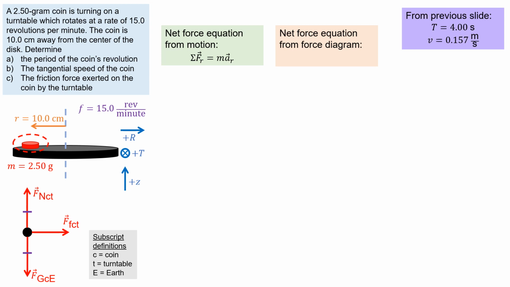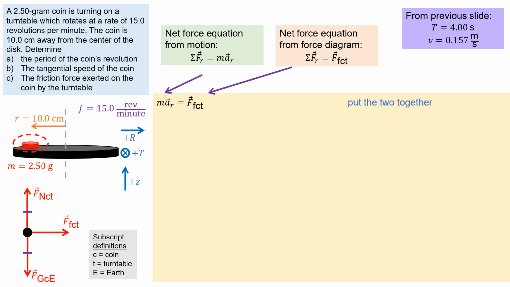We're also going to write a net force equation based on the force diagram. When I add up my forces in the positive radial direction, I see that there's that friction force, and there are no other forces in the radial direction. So for this example, the net force in the radial direction is just the friction force on the coin by the turntable. So now we have two equations for the net force, one based on motion and one based on the force diagram, and we can put those two together.